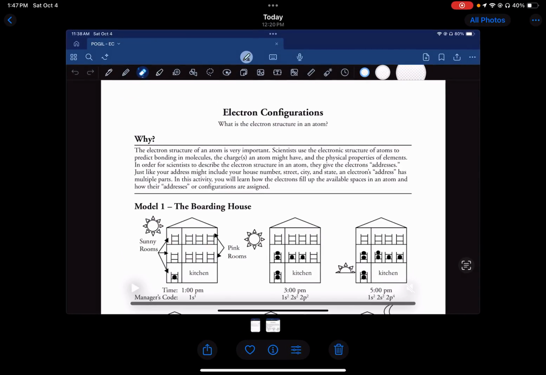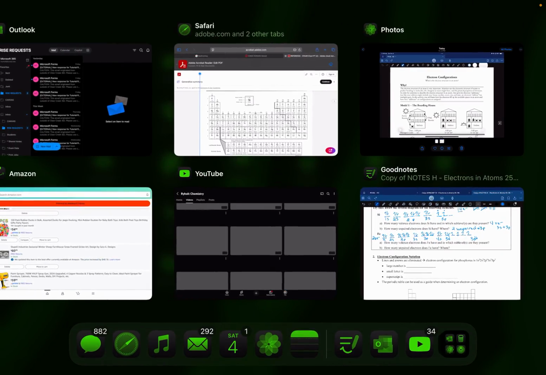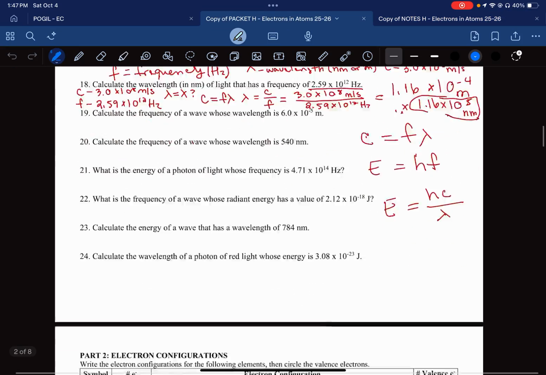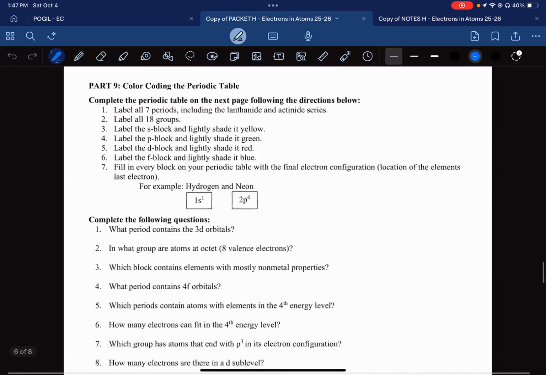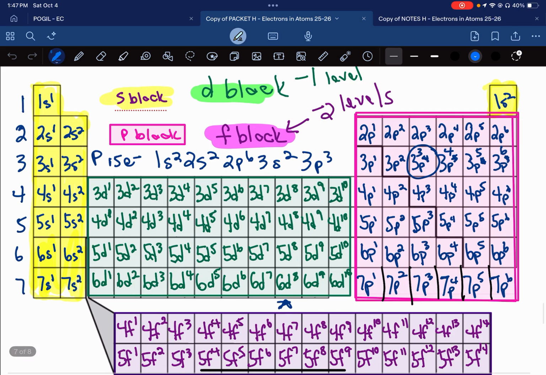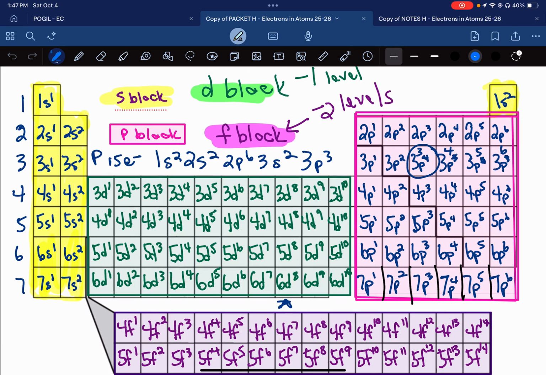I want to show you guys what this looks like, here we are. Okay, so now that you're more familiar with these blocks, you have your S block, your P block, your D block, your F block. Okay, so I am going to just show you here how we're going to proceed through.